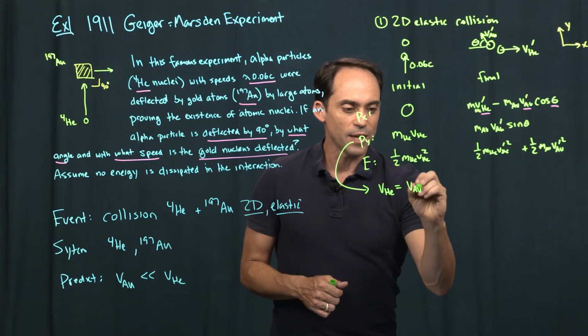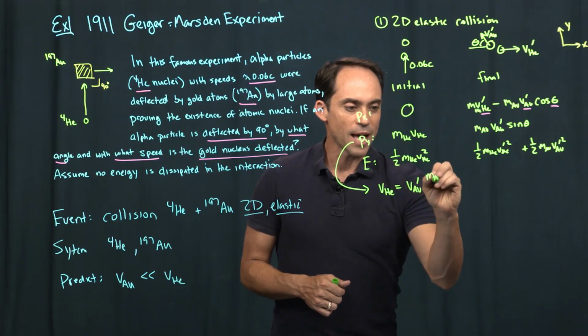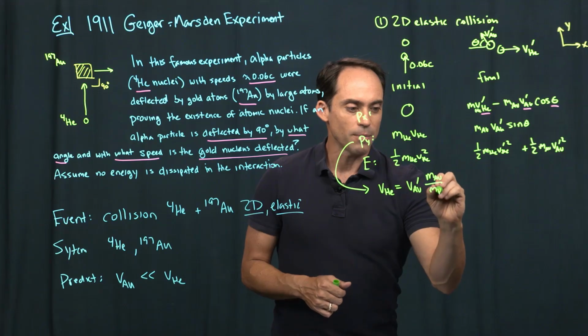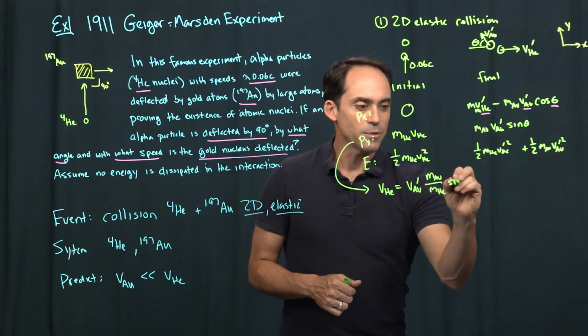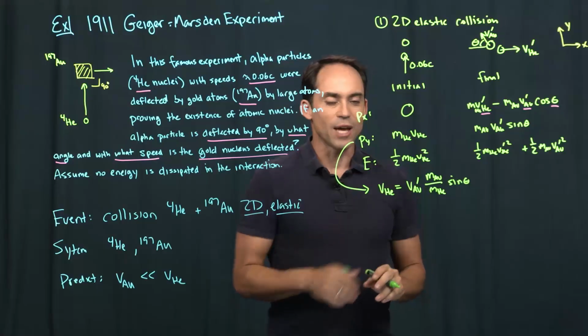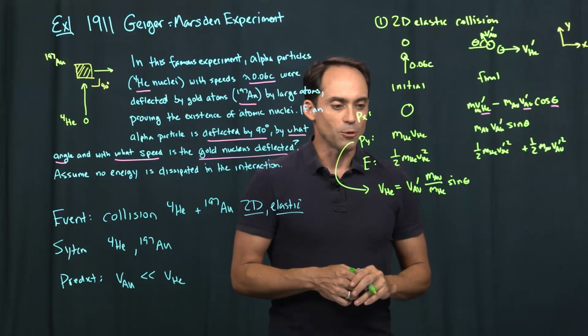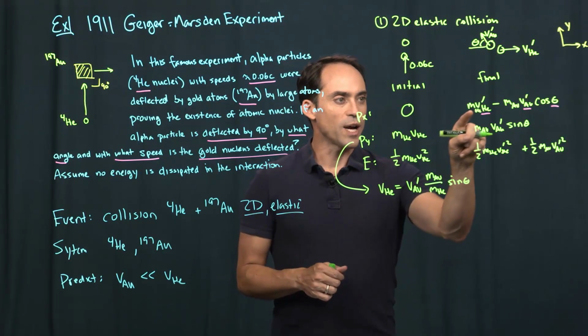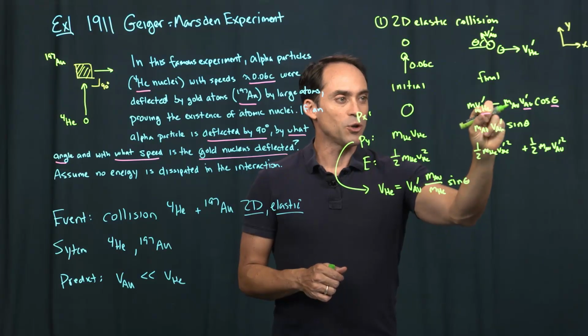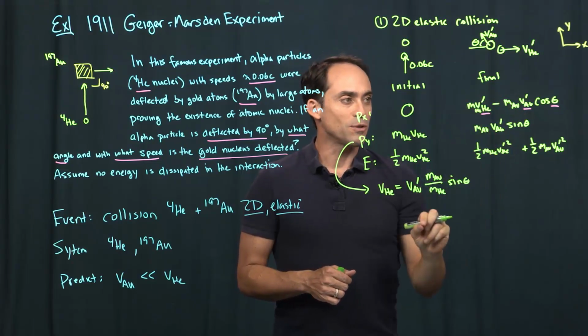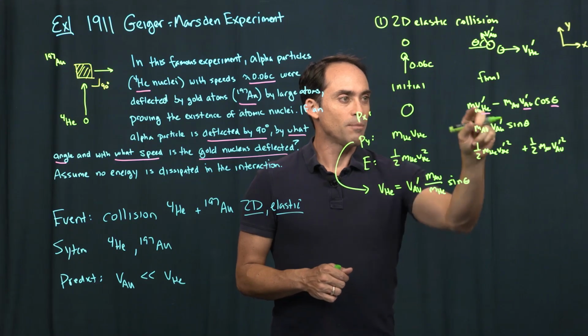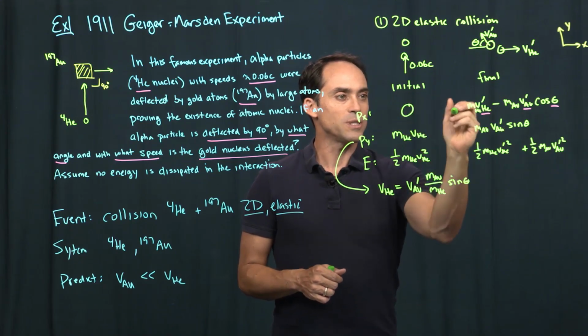So that's now V_Au prime times the mass of the gold particle divided by the mass of the alpha particle times sine theta. So now we've got V_He as a number in terms of V_Au prime. And I can also write down the speed of the helium nucleus after the collision in terms of the gold nucleus speed, by using this equation, 0 is equal to this quantity.